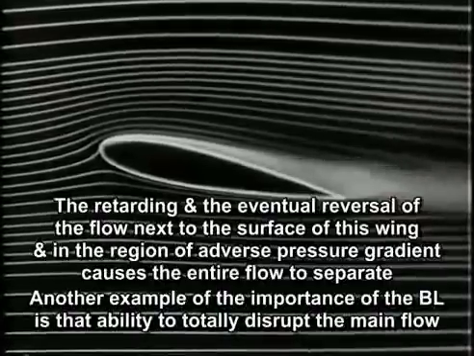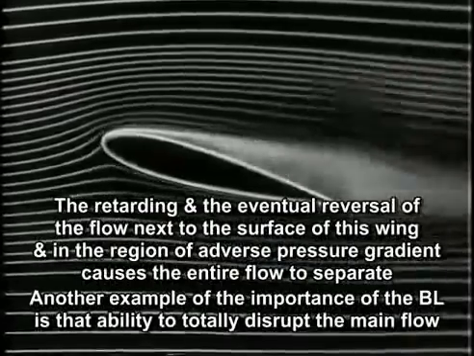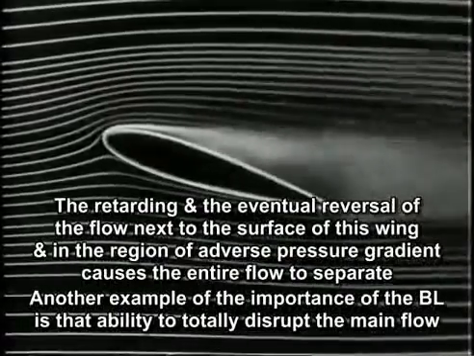Another example of the importance of the boundary layer is its ability to totally disrupt the main flow. The retarding and eventual reversal of the flow next to the surface of this wing in a region of adverse pressure gradient causes the entire flow to separate.